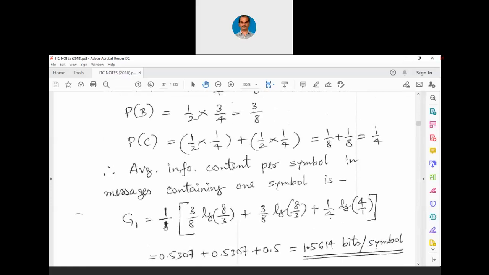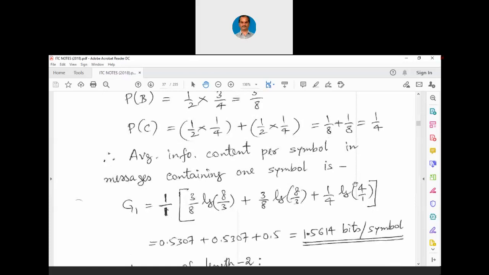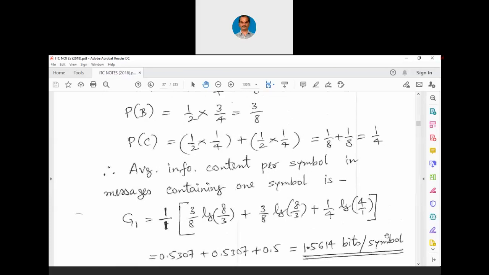So, using this formula, we find out now G1. G1 is 1 over n. N here in this case is 1. So, that is the summation of 3 by 8 lg of 8 by 3 plus 3 by 8 lg of 8 by 3 plus 1 by 4 lg of 4 by 1. That is the summation of all these capital P. This capital P is nothing but joint probability, because that includes the state probability as well as the transition probability. So now G1 is 1.5614 bits per symbol. This is the information content per symbol when one symbol is transmitted per sequence.